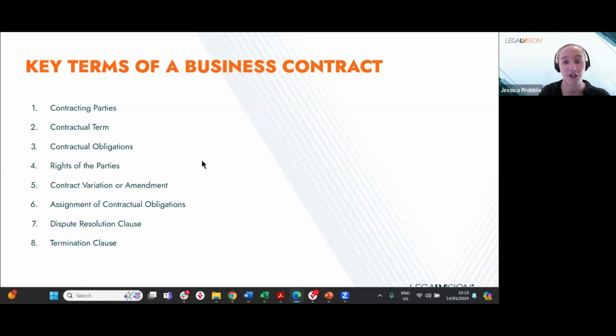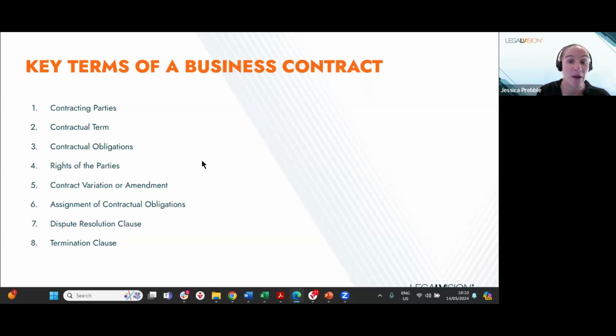The sixth term we have mentioned is any assignment of contractual obligations. Now, an assignment is when a party to a contract transfers or assigns their contractual responsibilities to a new person or company. This new person then replaces the assignor as a party to the contract. Now, a business contract should specify whether the parties are entitled to assign their contractual obligations. And if assignment is available, a process should be detailed as to how this should occur. For example, an individual may only assign their responsibilities if they have received the other contracting party's consent.